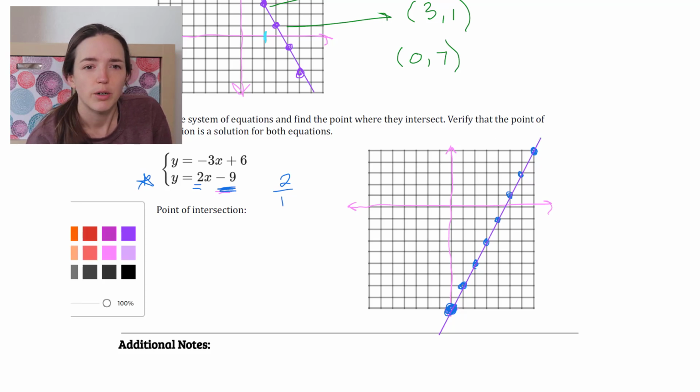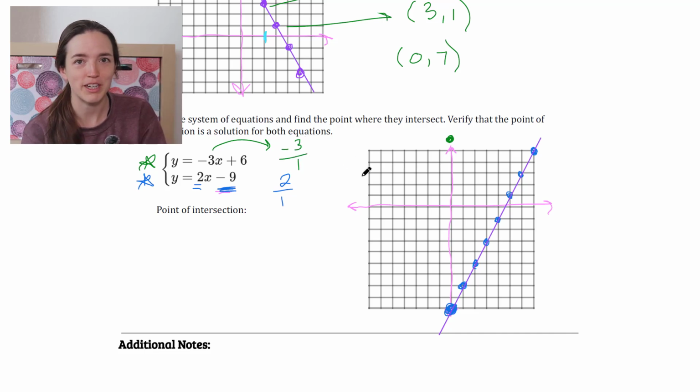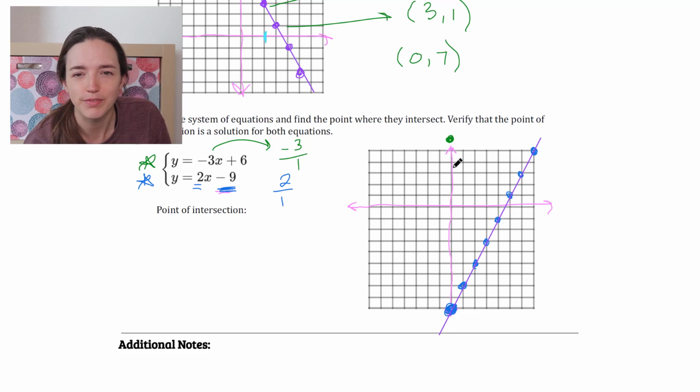Okay, now for our second line. This one starts at positive 6. I don't think that's quite going to fit on here. 1, 2, 3, 4, 5. Okay, right there. It's close. Okay, and this slope is negative 3, which is like negative 3 over 1. So I'm going to be going down 3 over 1. And I'm just going to do that a couple times. Hey, that looks like the intersection. Okay, let's draw that line.